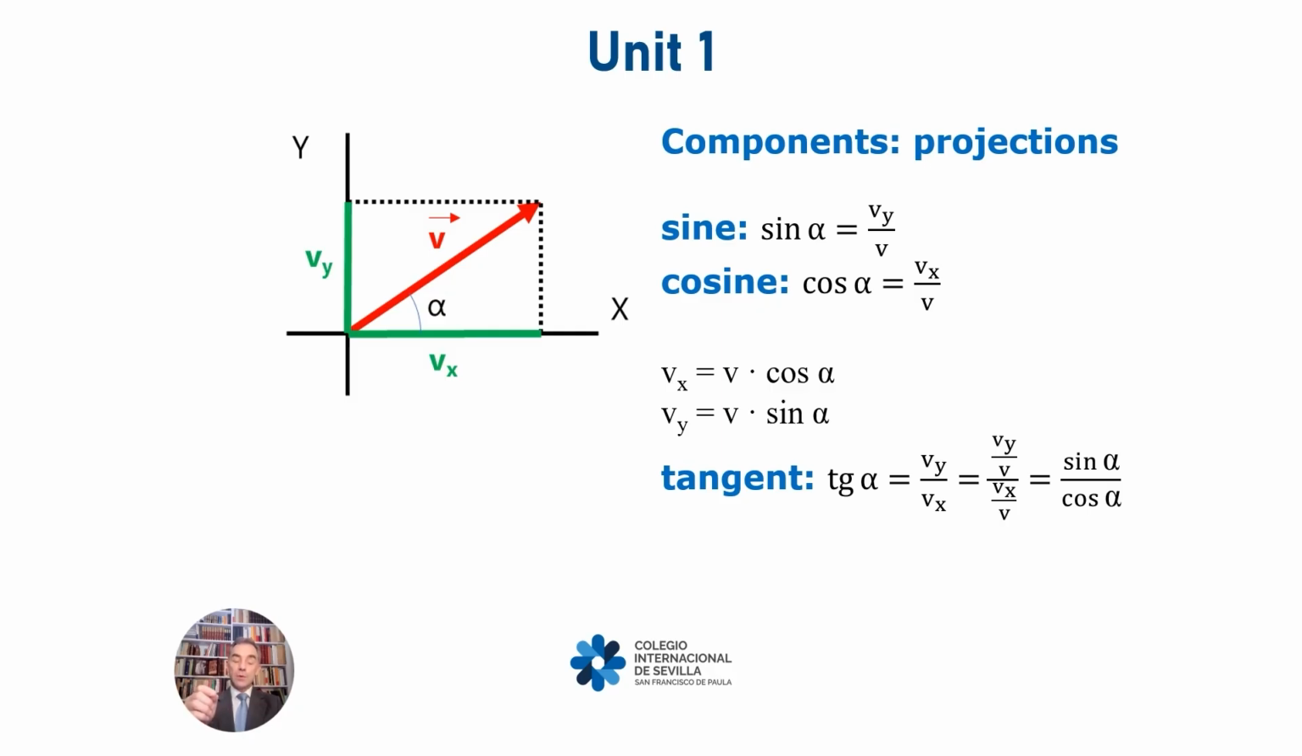In the numerator, we have Vy divided by V, which is the sine of alpha, and in the denominator, we have Vx divided by V, which is the cosine of alpha. Therefore, the tangent of alpha equals the sine divided by the cosine.